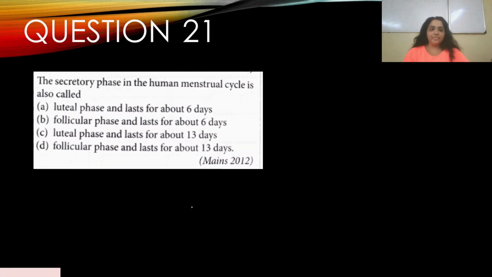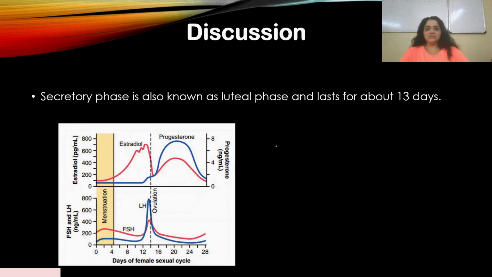Question number 21. The secretory phase in the human menstrual cycle is also called, and this appeared in Mains 2012. A, luteal phase and lasts for about 6 days. B, follicular phase and lasts for about 6 days. C, luteal phase and lasts for about 13 days. D, follicular phase and lasts for about 13 days. The secretory phase is also known as luteal phase, and it lasts for about 13 days. The answer is C.